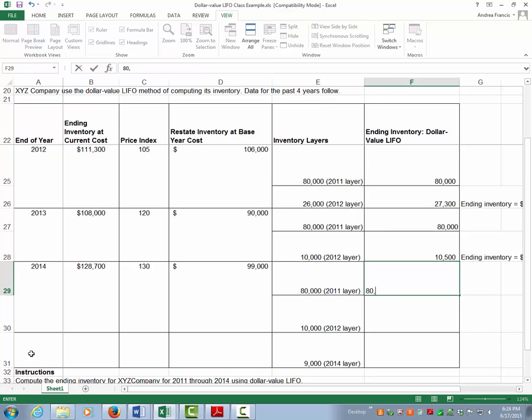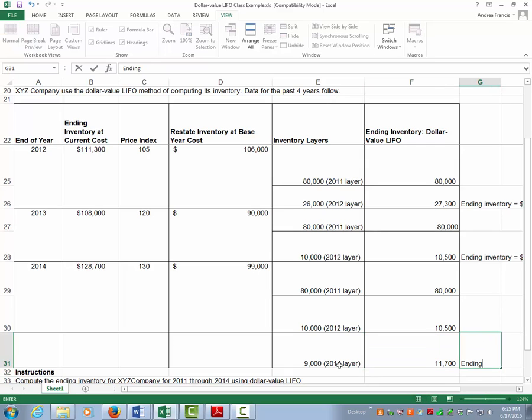So now we've got 80,000, and the 10,000 we have to write up to the prices in the year when it was created, which is 2012. So we're going to do 105 over 100, right? It should come out to exactly the same as before, which it does. And then the 9,000 was created in 2014. So what we're going to do is 9,000 is going to be inflated to 2014 prices, so it's going to be 130 over 100, so that's 11,700.